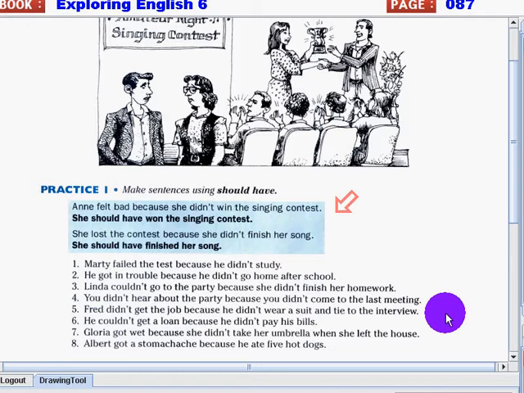Fred didn't get the job because he didn't wear a suit and tie to the interview. He should have worn a suit and tie to the interview. He couldn't get a loan because he didn't pay his bills. He should have paid his bills. Gloria got wet because she didn't take her umbrella when she left the house. She should have taken her umbrella when she left the house. Albert got a stomachache because he ate 5 hot dogs. He shouldn't have eaten 5 hot dogs.